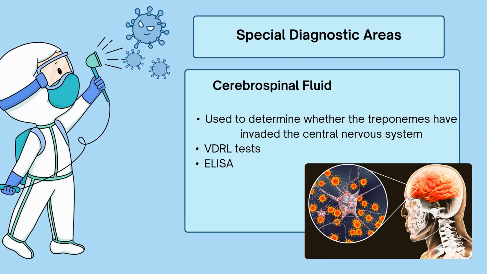So CSF is used to determine whether the treponemes have invaded the central nervous system. Such testing is usually more reliable if central nervous system symptoms are present. The VDRL test and some of the newer ELISA tests are the only ones routinely used for the testing of the spinal fluid. For VDRL spinal fluid testing, the antigen volume used is less than the serum test and is at a different concentration.